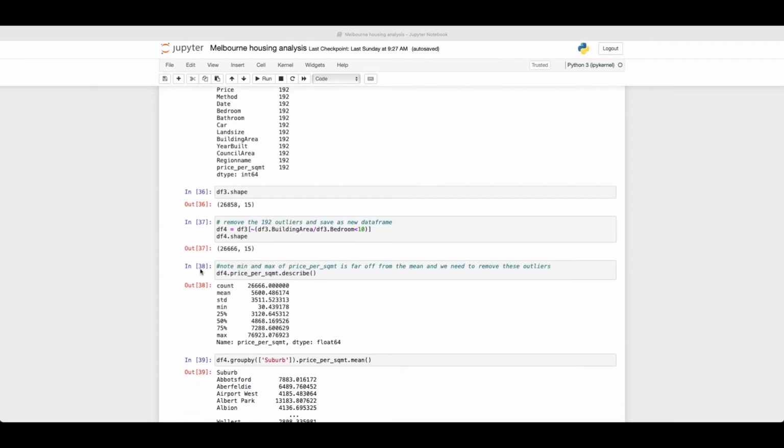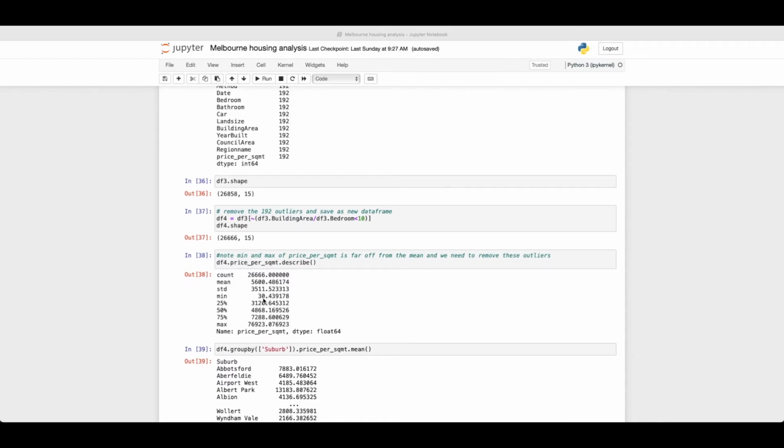And then I check the price per square meter statistics. The mean looks okay, and the standard deviation, but the minimum is a little bit extreme, $30 per square meter. I mean, that's kind of low, right? And you can see the maximum and the minimum are far from the mean. So those are outliers. How do I remove them?